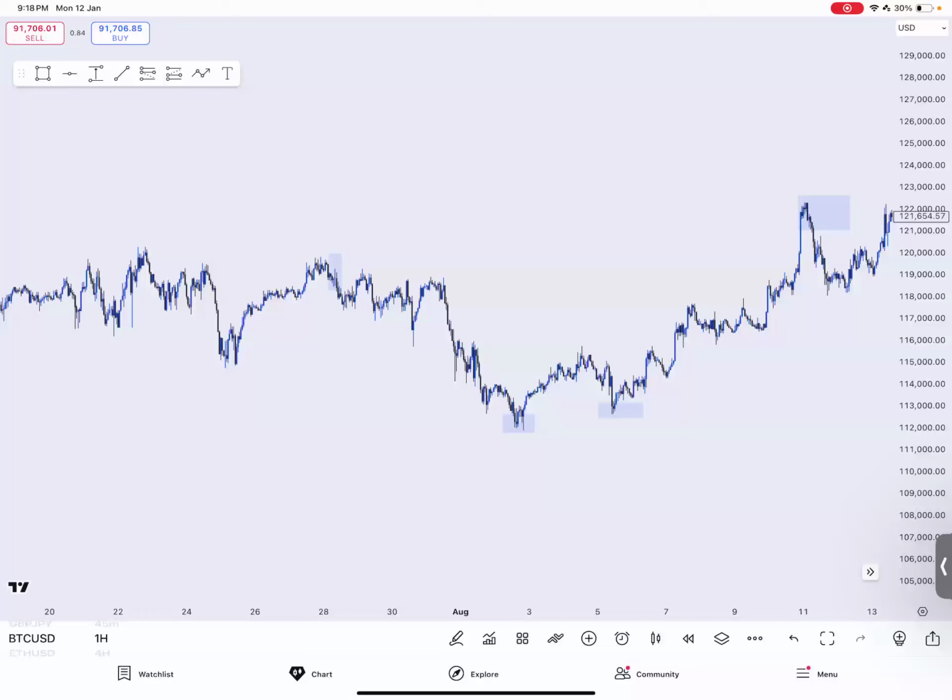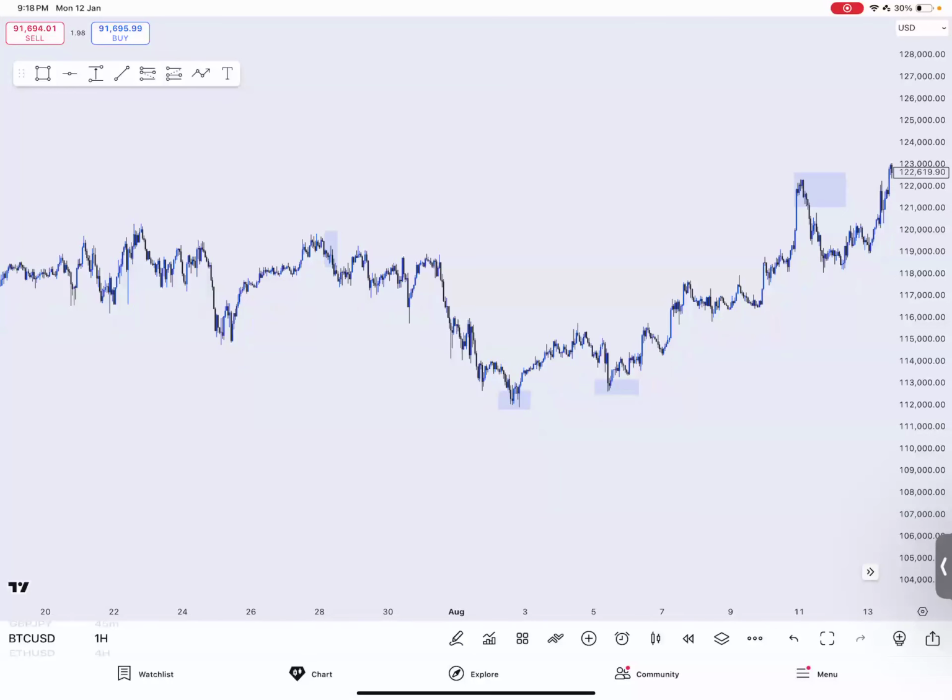Now, there are three distinctive patterns in which the market makes its movements. If you open up your charts, you always see price moving either this way, that way, or that way.